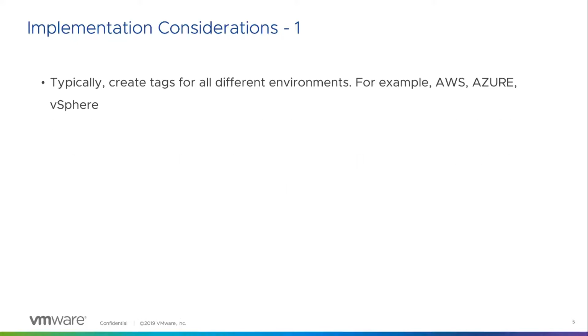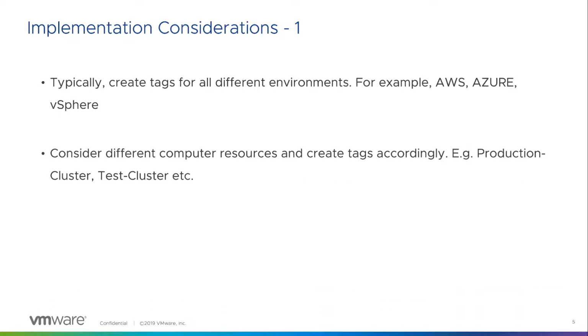The first consideration is, typically you should create tags for your different environments. For example, if you have AWS, Azure, and vSphere, three different environments, you should create a tag which will identify and differentiate between these environments. The same thing applies for compute resources. Say for example, within a vSphere environment, you have a production environment or a test cluster or test dev environment. So you should tag them accordingly, so that if you intend to deploy your virtual machines based on the locations where you want to put them, then definitely you should create separate tags for them.